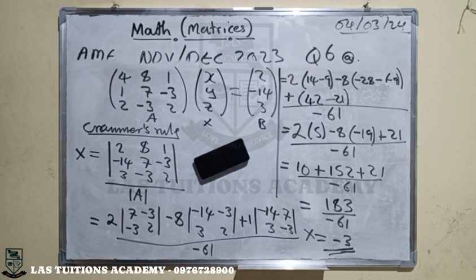Did we find the value of x as negative 3 earlier? Yes. Great. So this is how we find the value of x. Interesting, isn't it?